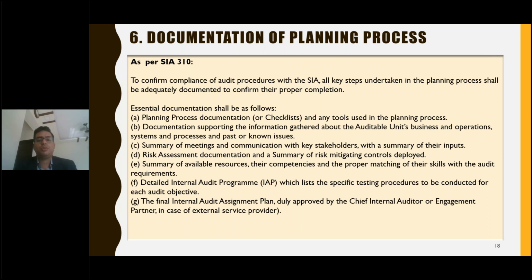Then summary of available resources, their competency and the proper matching of their skills with the audit requirement. This also, as we have discussed, you need to ensure that based on the mandates which you will project for the particular assignment, you have to list down how many team members you will deploy for this assignment, and how many mandates you will put for those auditable areas. And in case, as we discussed, any special skill sets are required, like an engineer for example, that also you will mention, so that during planning and execution you will know how many team members you need to deploy for this particular assignment and how many mandates you are projecting.